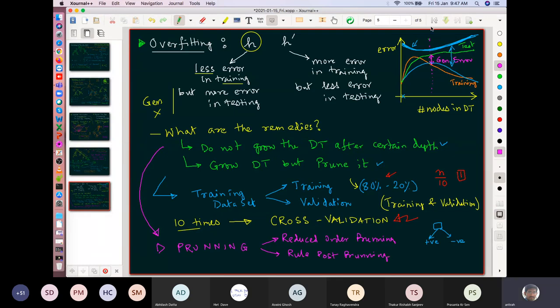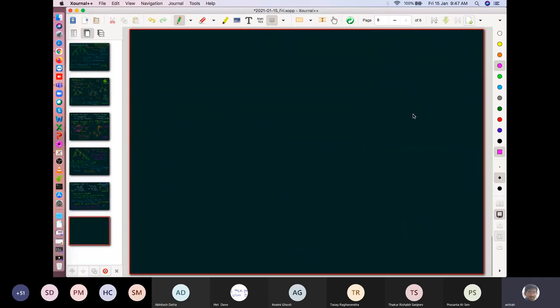So reduced order pruning means, let me give you a pictorial example. What does reduced order pruning do? Let us try to remember once again the classification example that we started off with. We have some data as plus here, some data as minus here, and then let's say some data are minus here. There are some data which are plus, and let's say one is minus here.